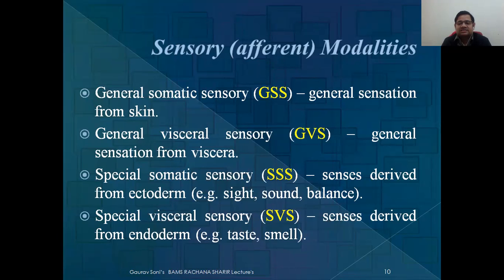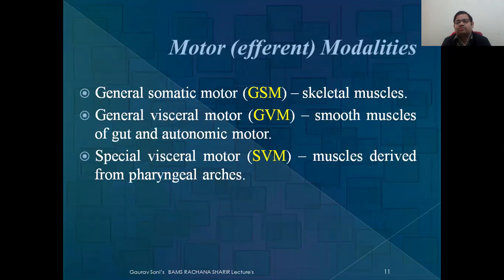Then there is special visceral sensory, the senses derived from endoderm. The specific senses like taste and smell will be from this particular SVS type. So sensory modalities are 4 types: general somatic sensory, general visceral sensory, special somatic sensory, special visceral sensory. The point which is given in the next part, like general sensation from skin, general sensation from viscera, from ectoderm, endoderm, you have to remember so that it will be easy for you to remember the functions. Then there are 3 motor efferent modalities, that is general somatic motor, that is from skeletal muscles; general visceral motor, that is from autonomic and gut, that is smooth muscles; then special visceral motor, that is muscles derived from the pharyngeal arches. So these 3 modalities are given for the motor.